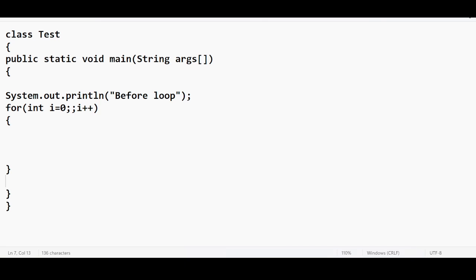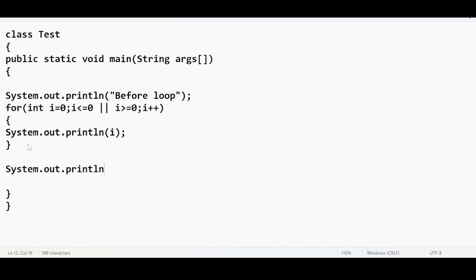Now one more question. I is lesser than or equal to 0, or I is greater than or equal to 0. So think and answer me. System.out.println I. System.out.println outer loop. First you tell me about the possibility.